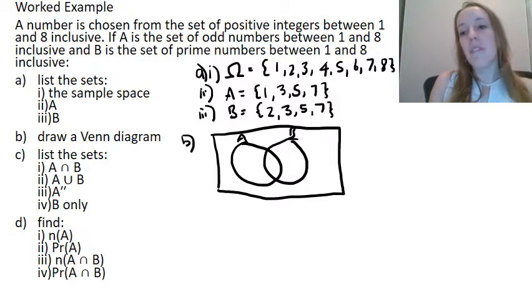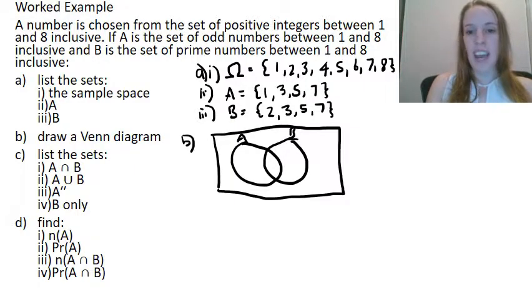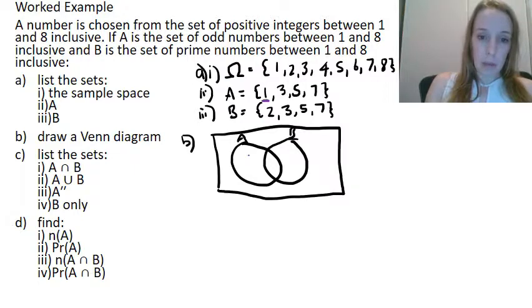So which numbers are found only in A? If we look at our subset A and our subset B, we'll find out that 1 is the only number that's only found in A, because A is made up of 1, 3, 5, and 7, and B is made up of 2, 3, 5, and 7. So 1 is the only unique number to A, and that's a total of 1 number, so we'll put a 1 here.